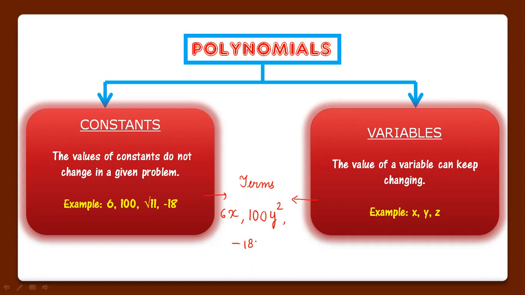How? Because here the power of z can be 0. When the power is 0, that means it is equal to 1. Minus 18 into 1 is minus 18. So a simple constant can also be a polynomial term. Now let's see what an algebraic expression is.